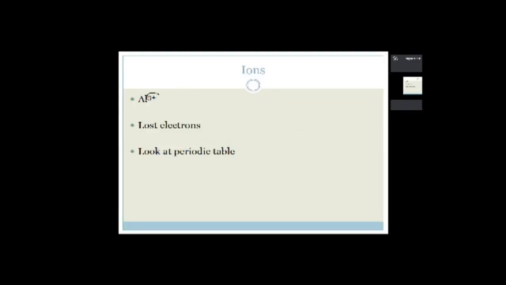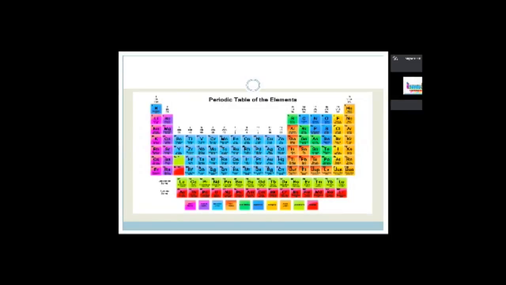Aluminium 3+ means that it has lost electrons. How many electrons has it lost? It's lost 3 electrons. Why? Because, let's look at the periodic table. Here is aluminium. Now we're saying it is aluminium 3+, which means it's lost 3 electrons. So it's lost that one, that one, and that one. Do you agree that it's now structurally the same as neon? So aluminium 3+ has the same number of electrons as neon.